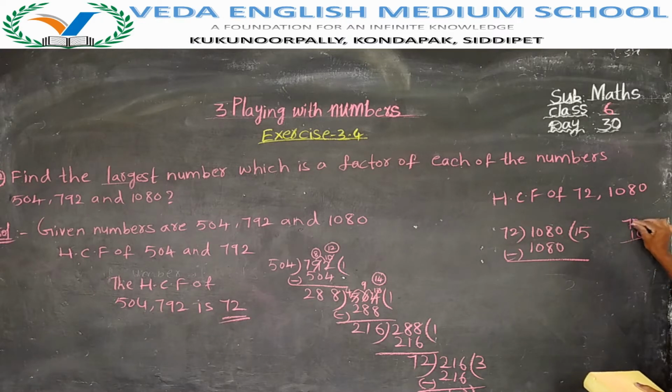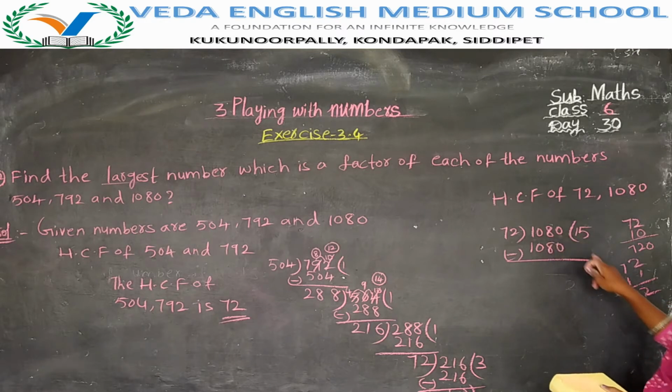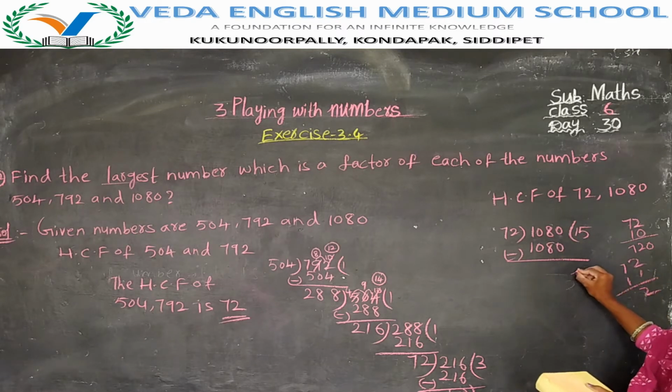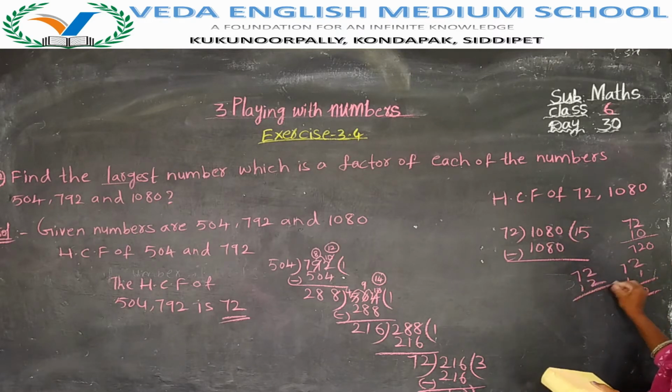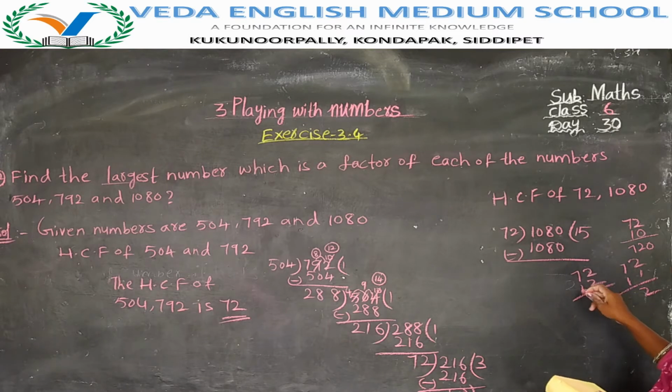Look, 72 tens are 720. If you multiply 72 with 11, you get 2 in the ones place. But what do we need in the ones place? 0. So 72 11s is not correct. Now check with 72 12s. 2 2s are 4. In the ones place we are getting 4, but in the ones place we need 0. So 72 12s is also not correct.